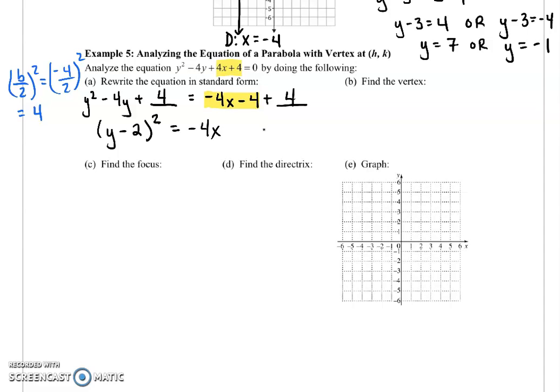So that means that our vertex, remember h, k, is going to be nothing subtracted from the x, so its coordinate is 0. And we're subtracting a 2, so that means k is 2. Our vertex then is at 0, 2. So let's go plot that.